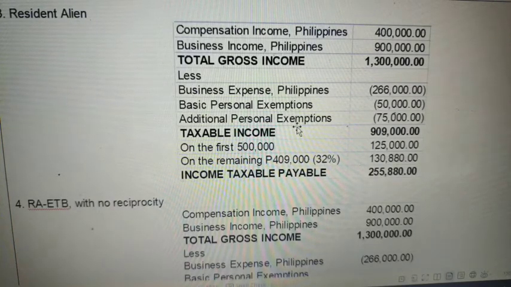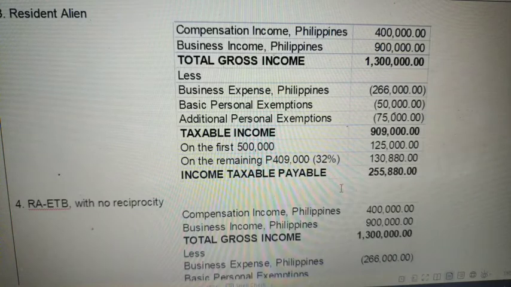Now, we are to proceed with the third type of individual taxpayer, which is the resident alien. For the resident alien, as you can see, it is the same process and the same total gross income, business expenses, basic personal exemption and additional personal exemption as the non-resident citizen. So, same lang yung process nilang dalawa. Ang different lang yun is the resident citizen.